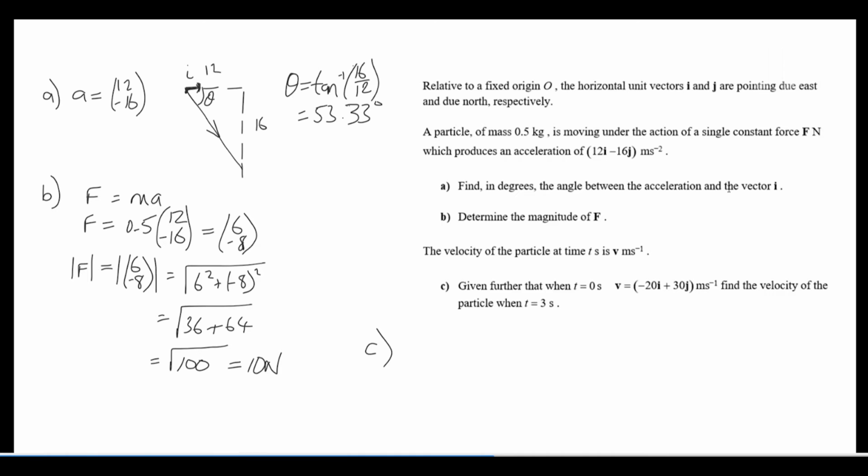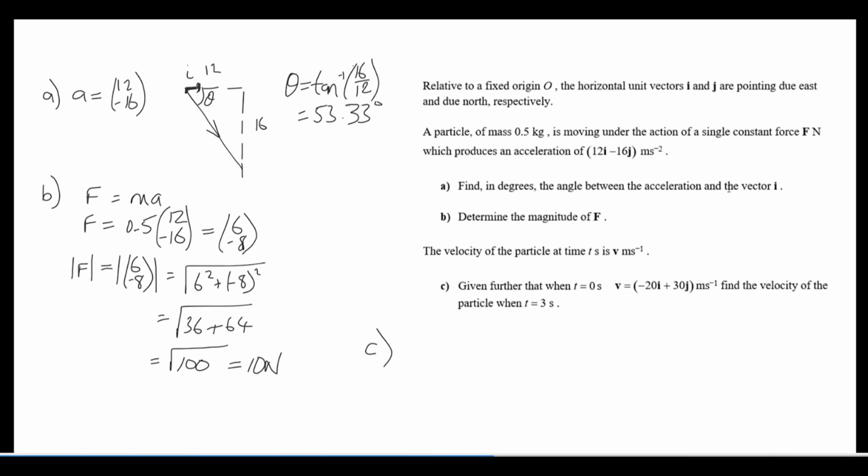Okay, so in part C, we're told that the velocity of the particle at time t is v meters per second. That's a bit redundant. We always know that v is the current velocity, or final velocity, as you might hear it called, at any given time. So the question then says, if we know that time equals 0, v equals negative 20, 30. Okay, let's not get confused here. If t equals 0, then we're talking about the initial velocity. So although this is labeled as v, this is the initial velocity. We can use that for our u variable.